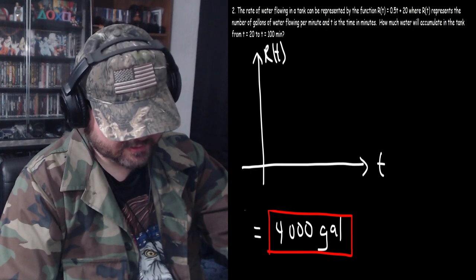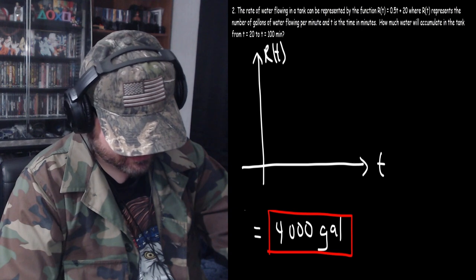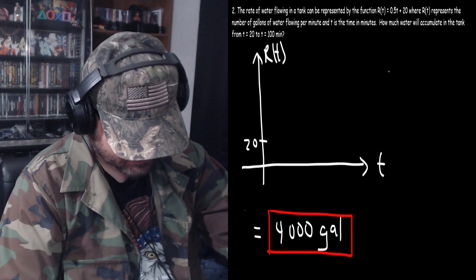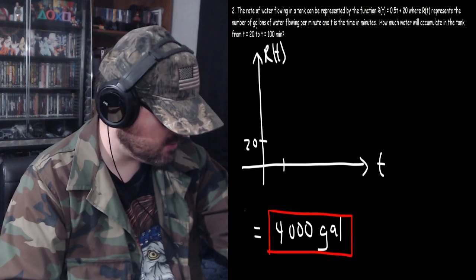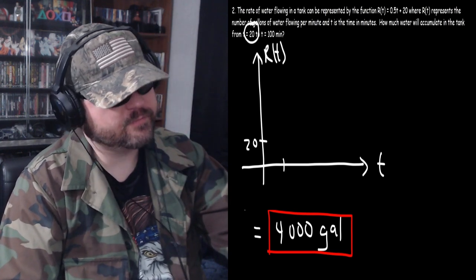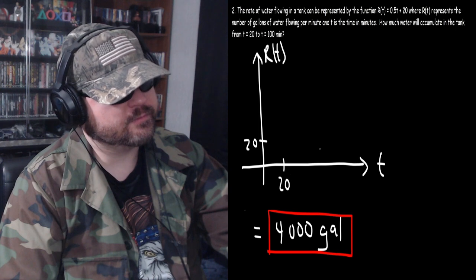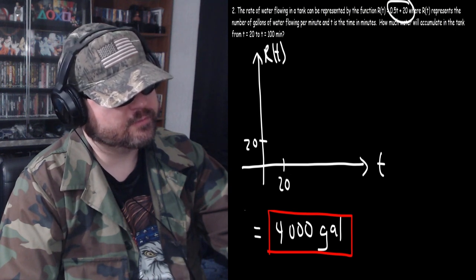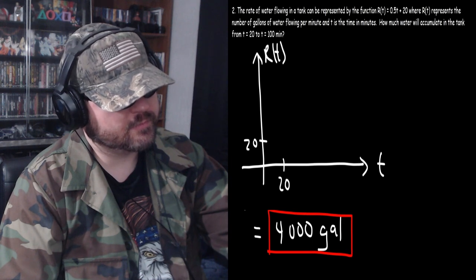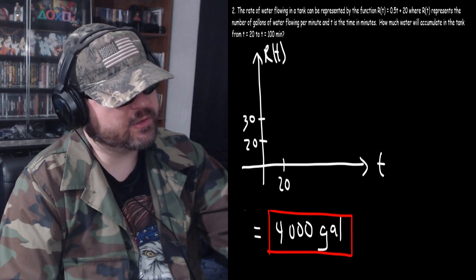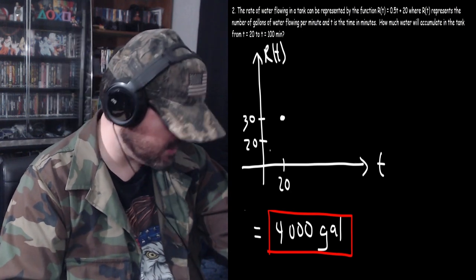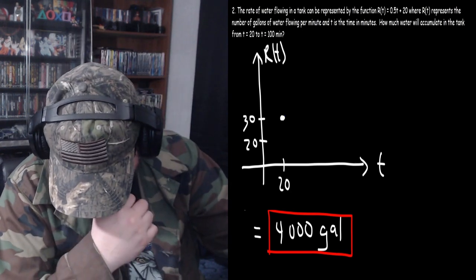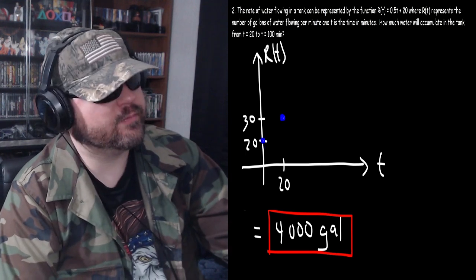Now when t is 0, the y value will be 20. This is the y-intercept. Now the points of interest are 20 and 100. So when t is 20, if you plug it into this expression, 0.5 times 20 is 10, plus 20, that's 30. So we have this point. r of 20 is 30. r of 0, let me use a different color, is 20.